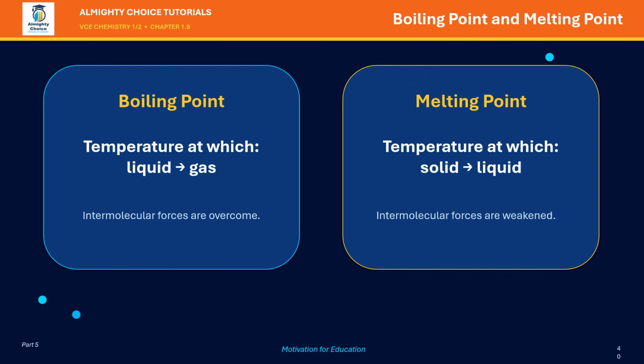Boiling point is the temperature at which a liquid becomes a gas. At boiling point, intermolecular forces are overcome enough for the particles to separate into a gas state. Melting point is the temperature at which a solid becomes a liquid. During melting, intermolecular forces are weakened, but intramolecular bonds remain intact.